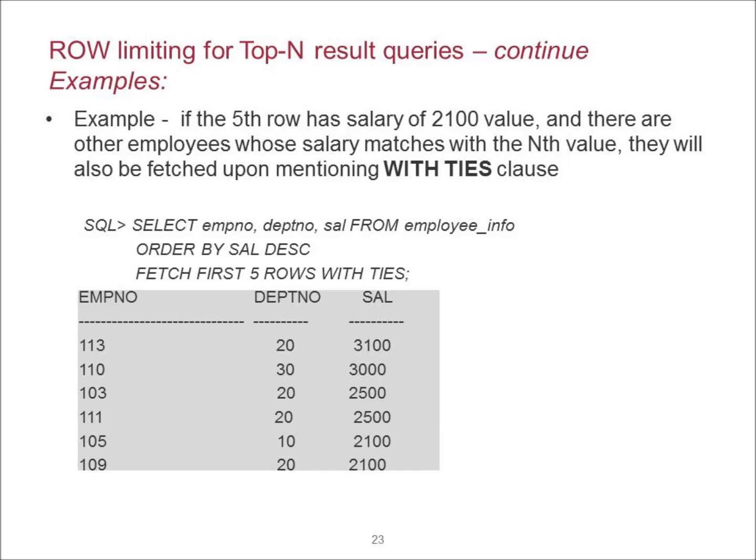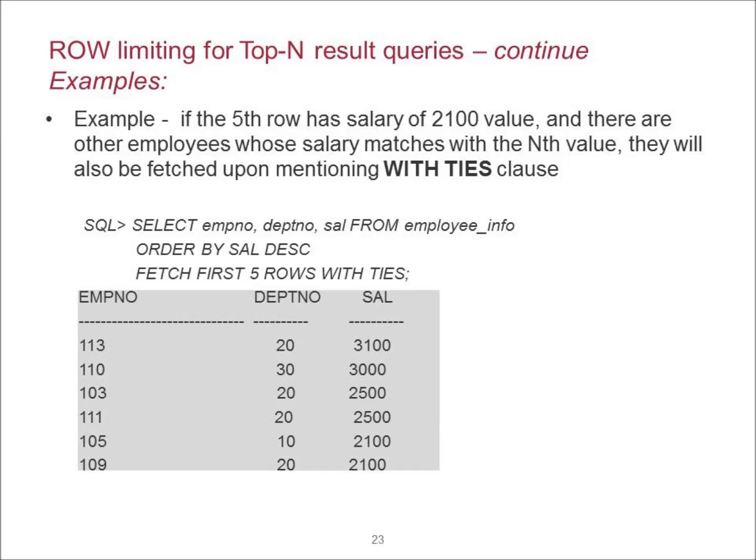Next example is there's an option with those different clauses. You can do with ties. So for example, if the 5th row has a salary of 2100 value and there are other employees whose salary matches with the nth value, they will also be fetched upon mentioning the with ties clause. So this is how the syntax goes.